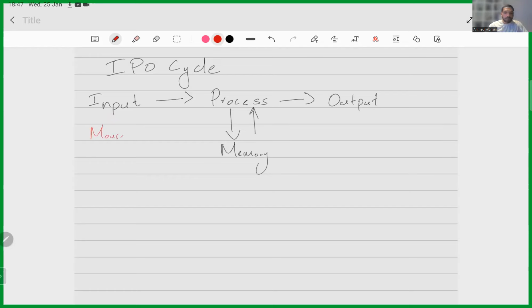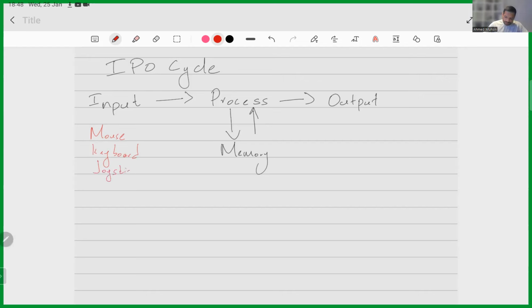The mouse is one of the most basic input devices you can think of. Using the mouse, you can give instructions to your computer. You can click on something, you can open something. Then another input device is the keyboard. Using your keyboard, you can give input to your computer. You press a key, you're giving input to your computer. Another one can be, for example, a joystick.